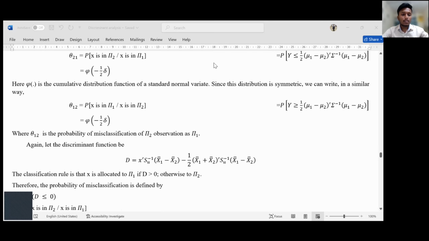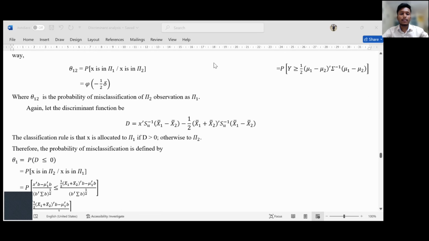Again, let the discriminant function be d = x' Su inverse (x1 bar - x2 bar) - 1/2 (x1 bar + x2 bar)' Su inverse (x1 bar - x2 bar). The classification rule is that the object is allocated to population 1 if the discriminant function is greater than 0; otherwise it belongs to population 2. Therefore the probability of misclassification is defined as theta 21 = probability of d less than or equal to 0, that is, the object belongs to population 1 but is classified into population 2.